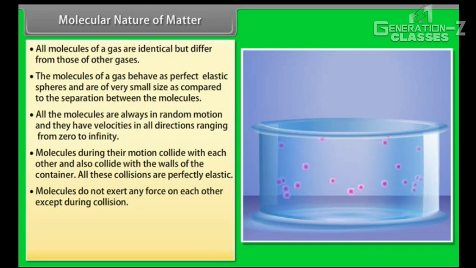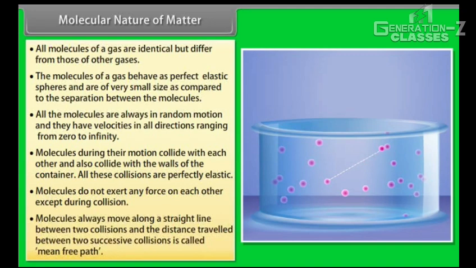Molecules do not exert any force on each other except during collision. Molecules always move along a straight line between two collisions and the distance traveled between two successive collisions is called the mean free path.